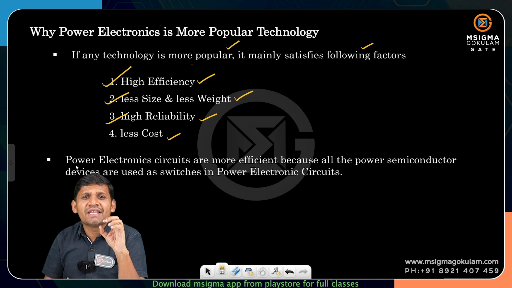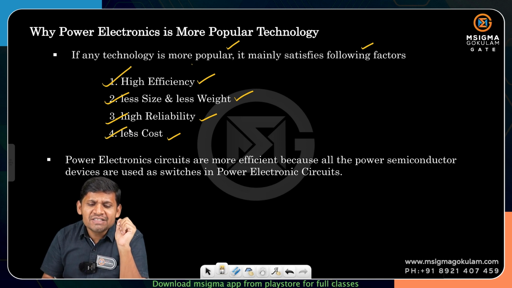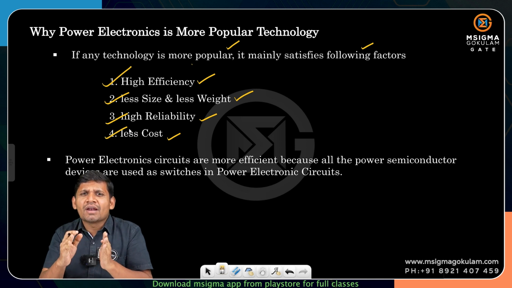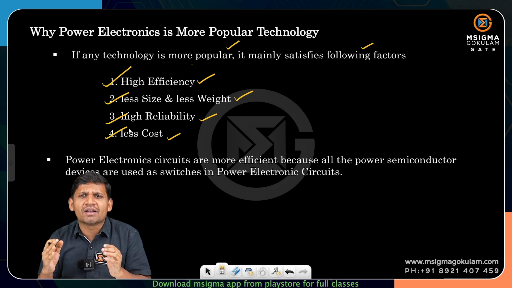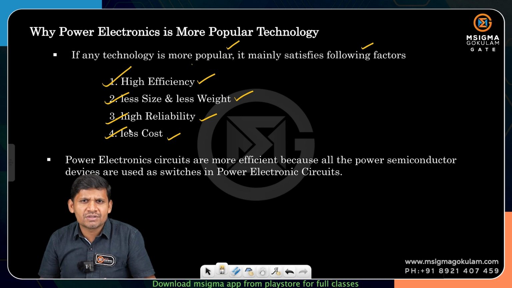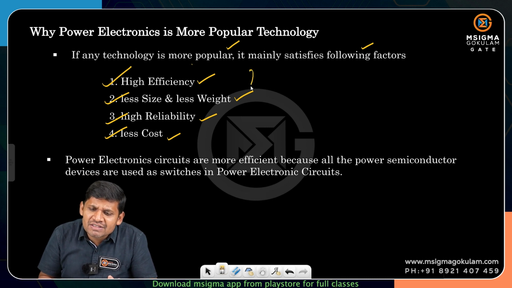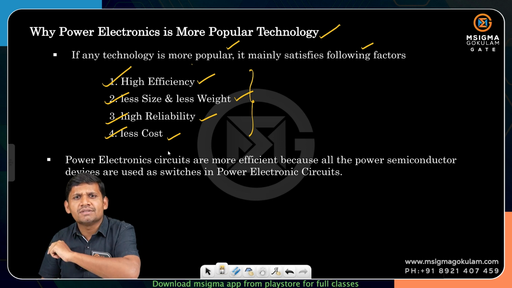Among all the devices, they can work for a long time. And if you consider some payback period, 1 year or 6 months, 2 years, 3 years, 4 years, 5 years, whichever payback period you consider, these devices also cost less. Because of these reasons only, power electronic technology is the more popular technology.